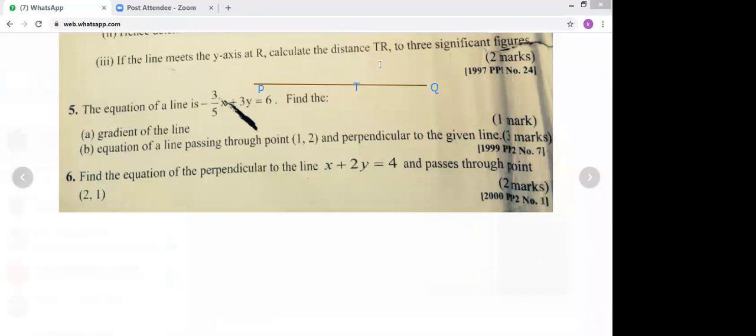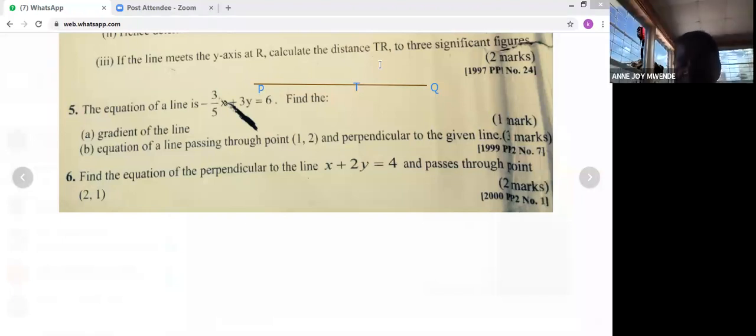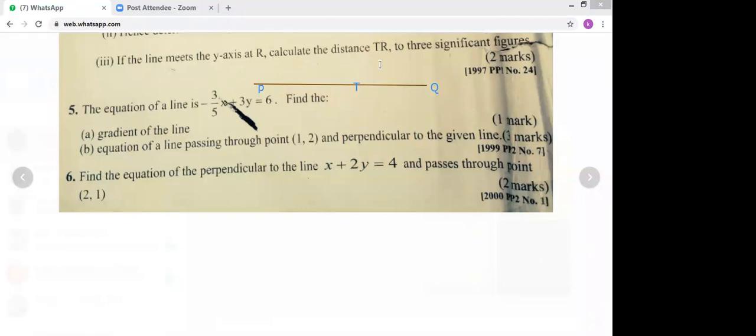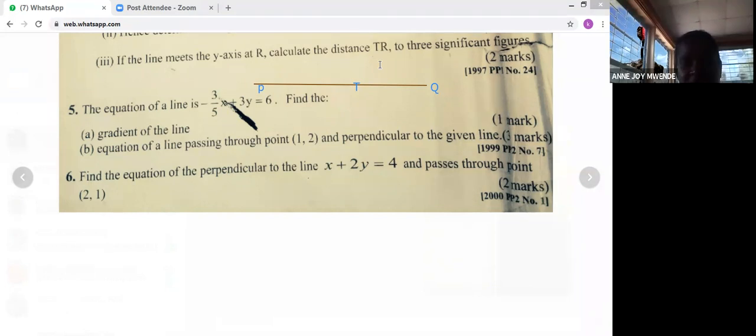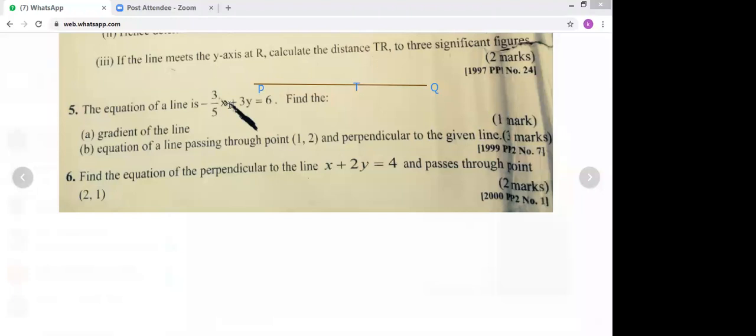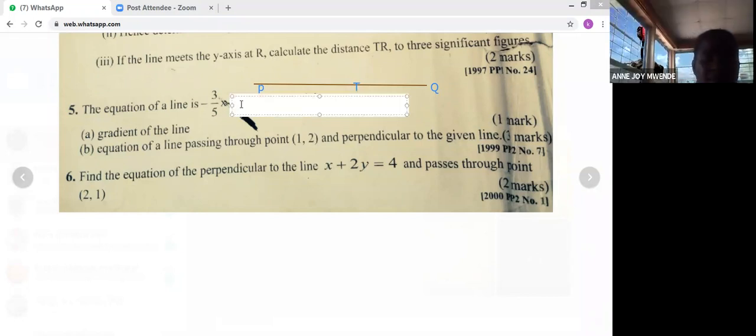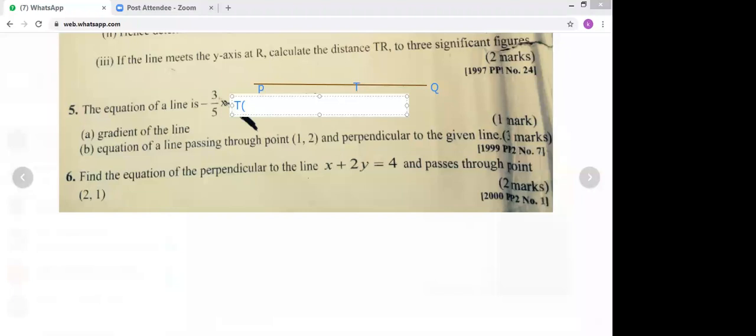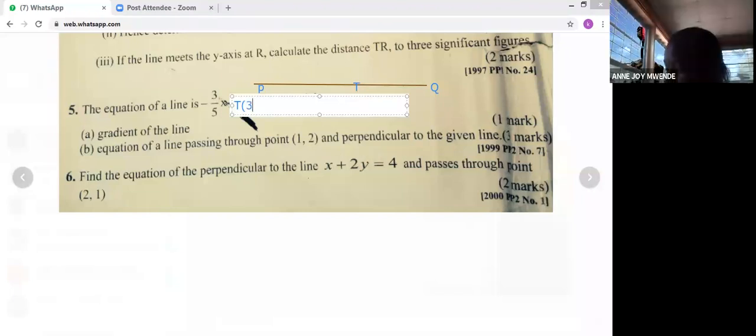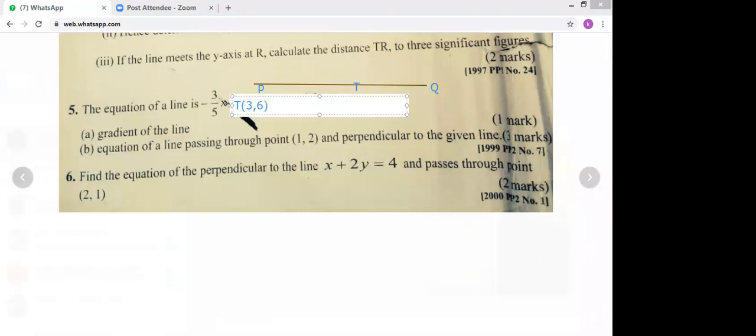So 2 plus 1, you can get 3. 8 minus 2, because plus and negative is negative, you have 8 minus 2 is 6. So (x, y) will be (3, 6). So you write now as a coordinate, our T will be (3, 6). So that is the answer, (3, 6).